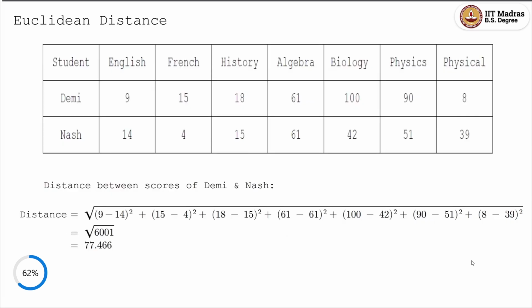Now let us have a look at this particular example, which we also saw in the live session, where we have the details of 2 students, say Demi and Nash, and their scores in these 7 subjects here. So you were asked a question that said, who is Nash most similar to? So many of you gave the correct answer from the options that were given. But if we were to concretely tell why Demi would be the one who is most similar to Nash, we can calculate the distance between these two.